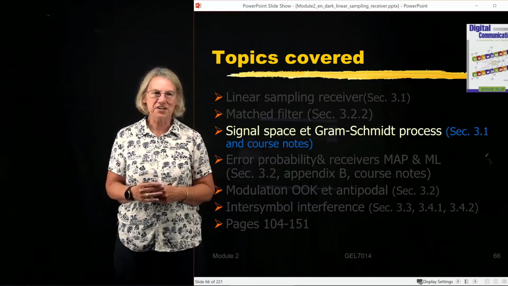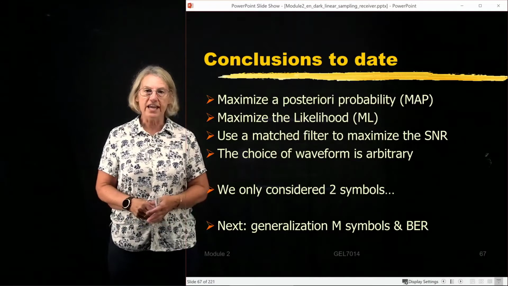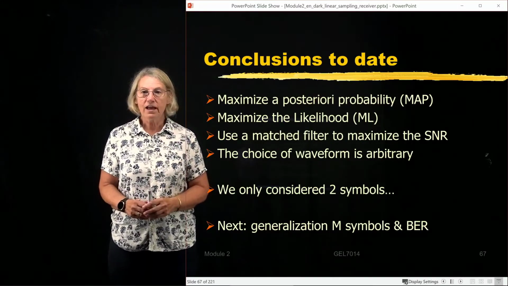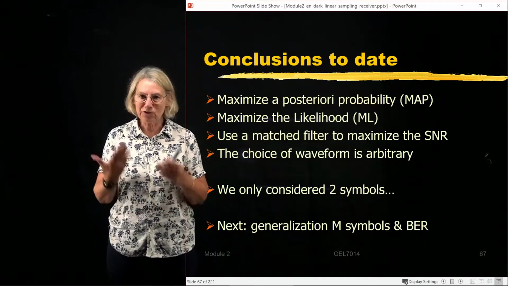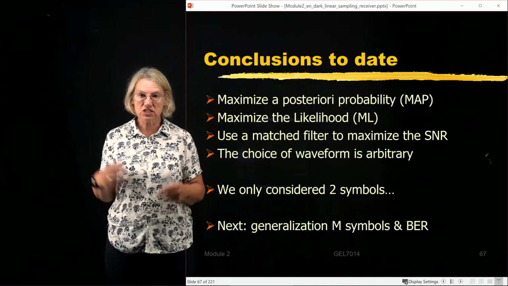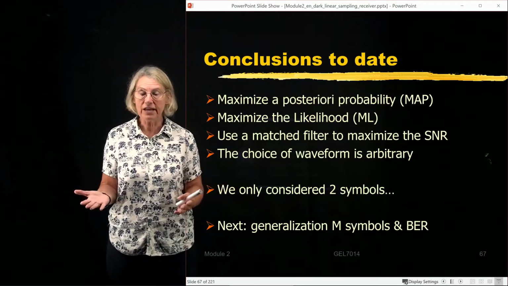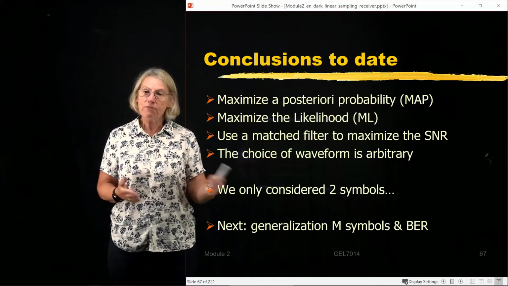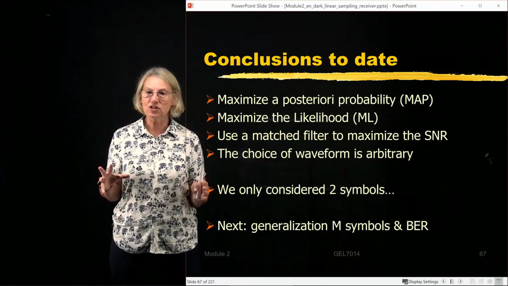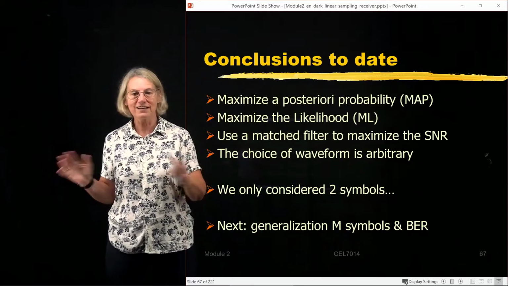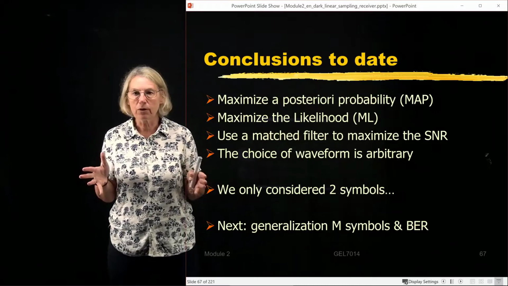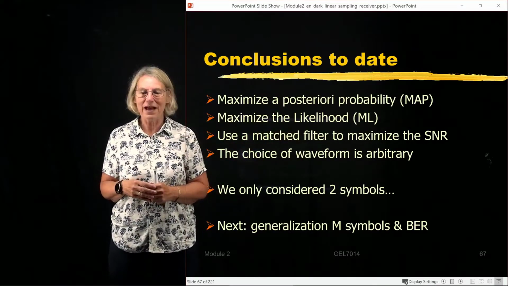So let's get started. Again, our conclusions to date: we know how to maximize the a posteriori probability, we know how to maximize the likelihood, and we know that we should use a matched filter in order to maximize the signal to noise ratio. We have found so far that the waveform shape itself is arbitrary in the analysis we've done to date. But we've only considered two symbols, only binary, and we have not considered different shapes, different waveform options that we might have. Instead, we've just said whatever waveform we end up with, we should match it at the receiver.